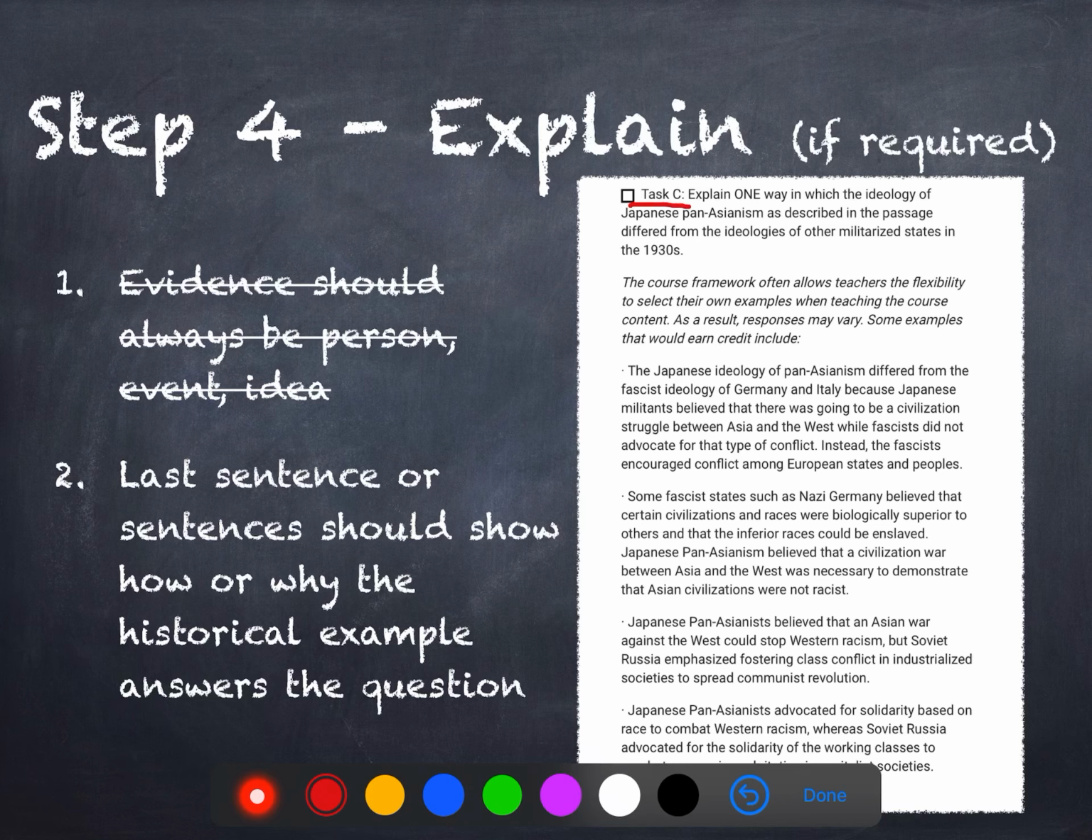Explain one way in which the ideology of Japanese Pan-Asianism, as described in the passage, differed from the ideologies of other militarized states in the 1930s. Whoa. So I've got a few things that I know I have to do. My step 1 is I know that I have to explain. So that means I need to be able to identify and then add my because, but I have to figure out what I'm identifying first.